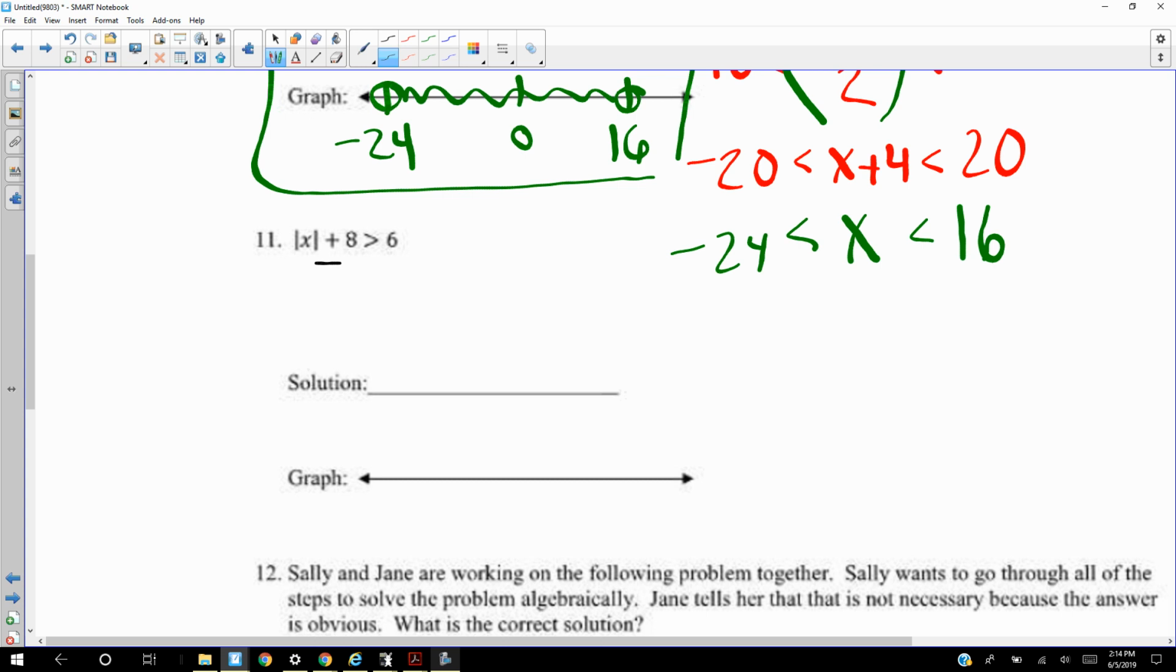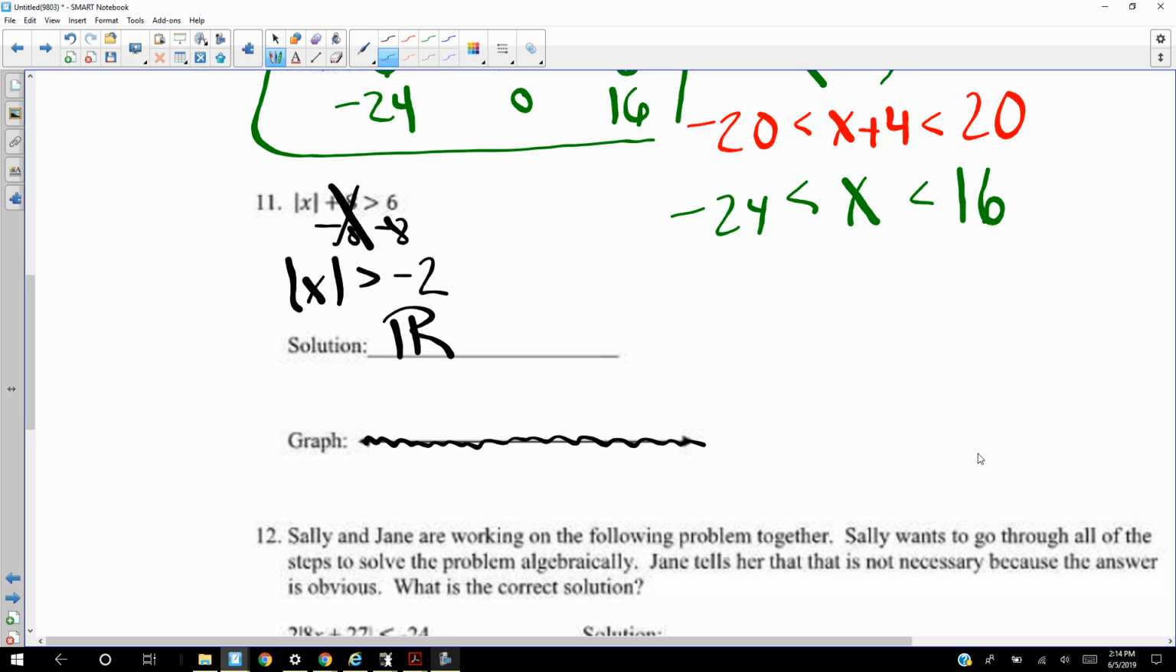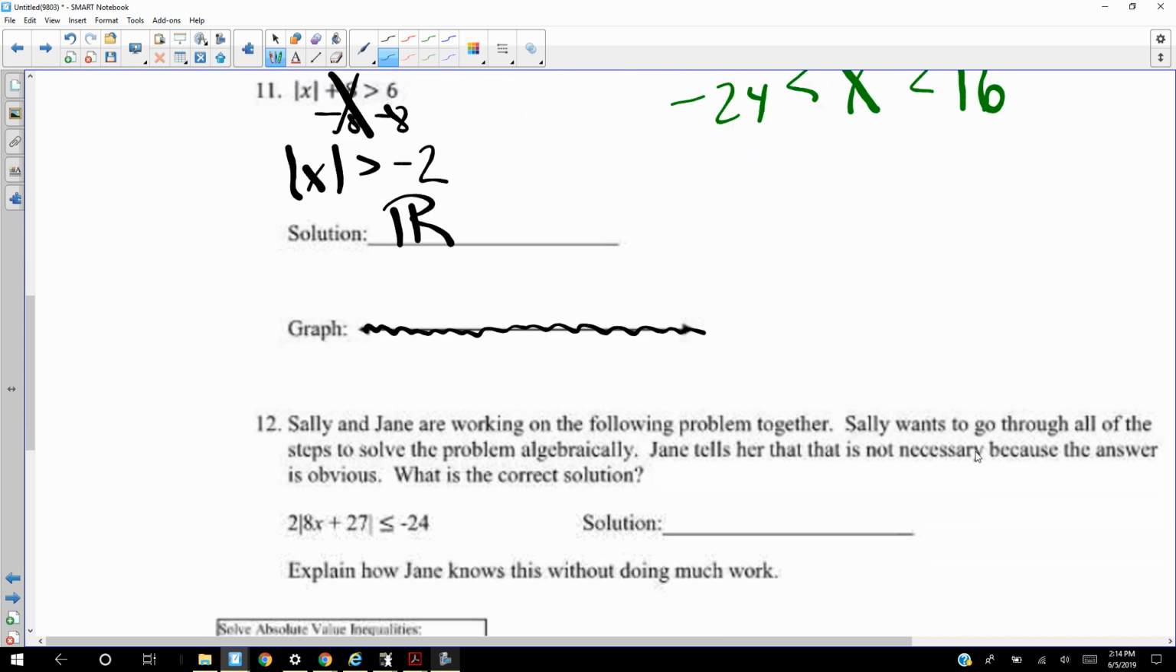And then number 11, subtract 8 from both sides is going to be a quick one. We're going to get the absolute value of x is greater than a negative number. Distance is always 0 or greater. Distance cannot be a negative number. So distance is always greater than a negative number. So our solution here is all real numbers. And then we're just going to shade the entire number line. No matter what number you substitute in for x in this problem, it would make the inequality true.